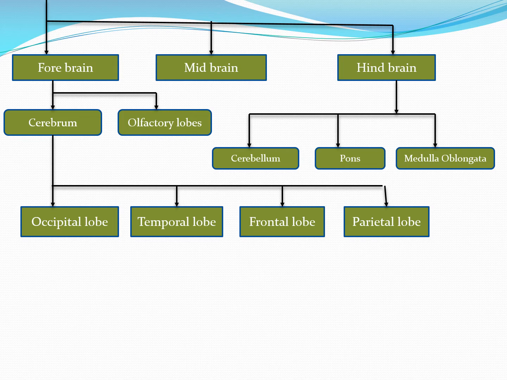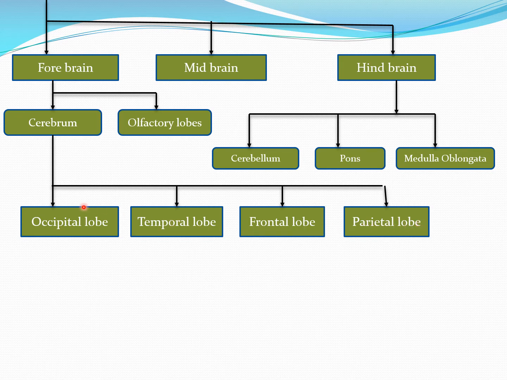Yes, the brain consists of three major parts: forebrain, midbrain, hindbrain. In forebrain, two parts are present: cerebrum and olfactory lobes. This cerebrum occupies 3/4 of the region in forebrain. The cerebrum consists of occipital lobe, temporal lobe, frontal lobe and parietal lobe.